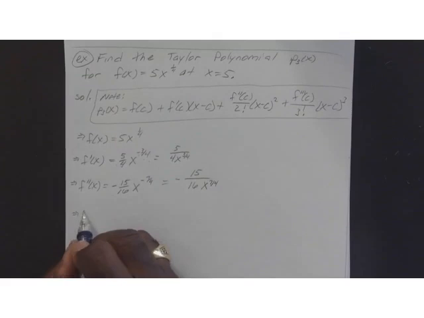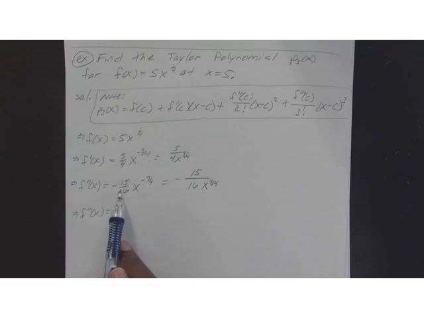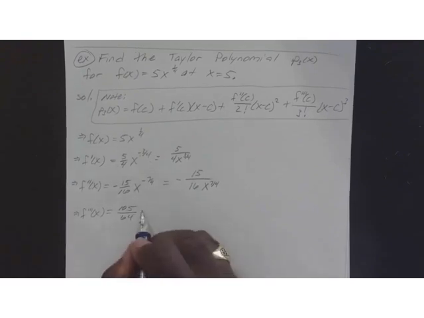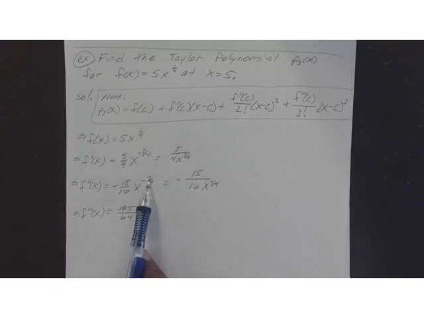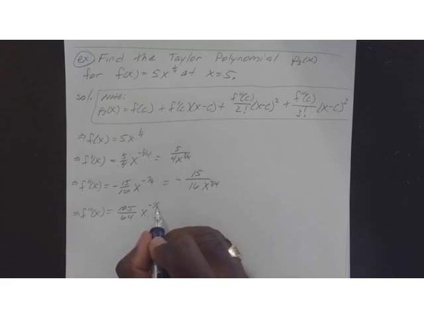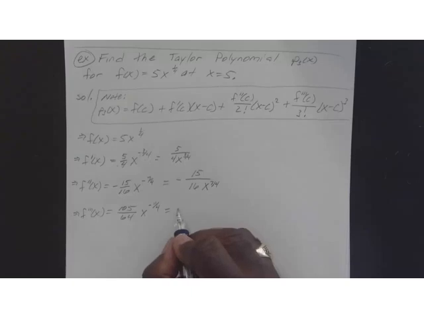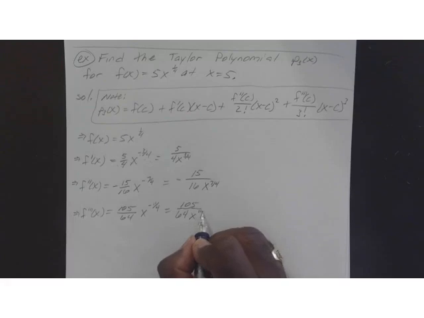And our third derivative, we bring down the negative 7 over 4. That gives us 105 over 64 times x to the power of negative 7 over 4 minus 1, which is negative 11 over 4. Or you can rewrite it as 105 divided by 64 times x to the 11/4 power.